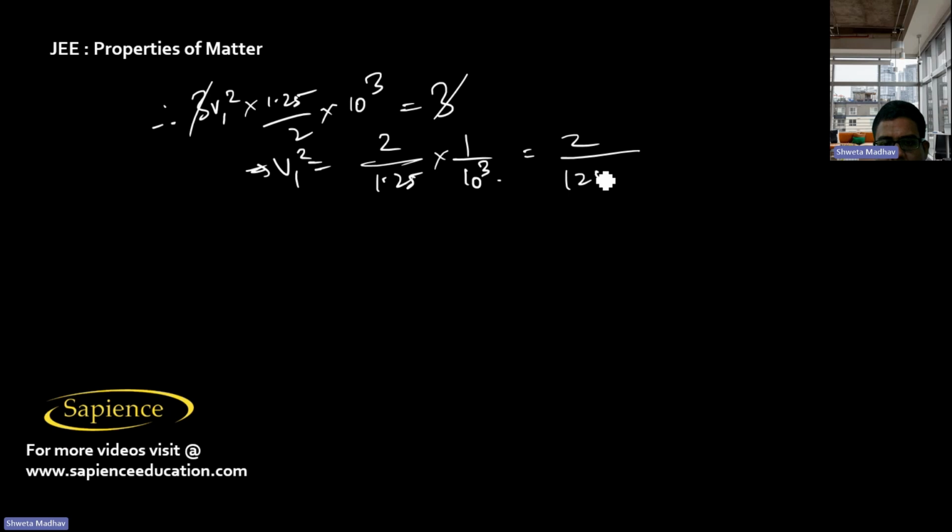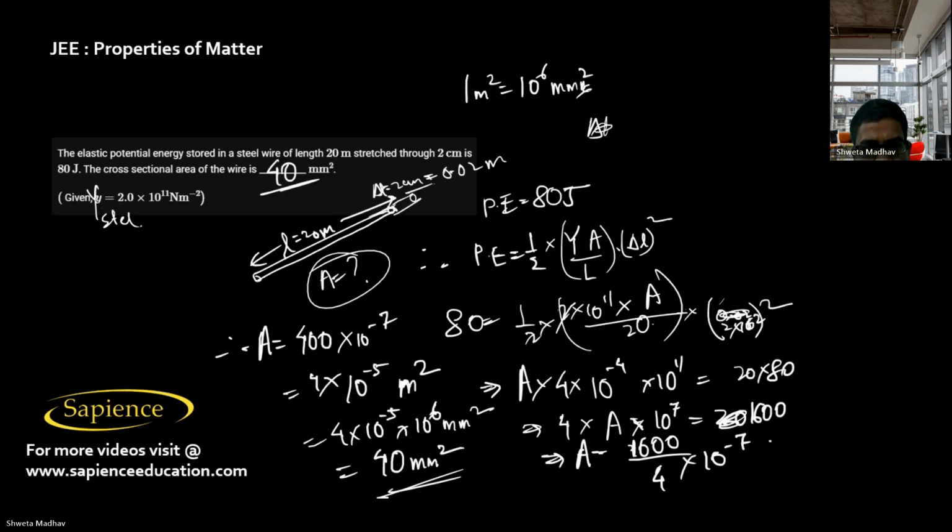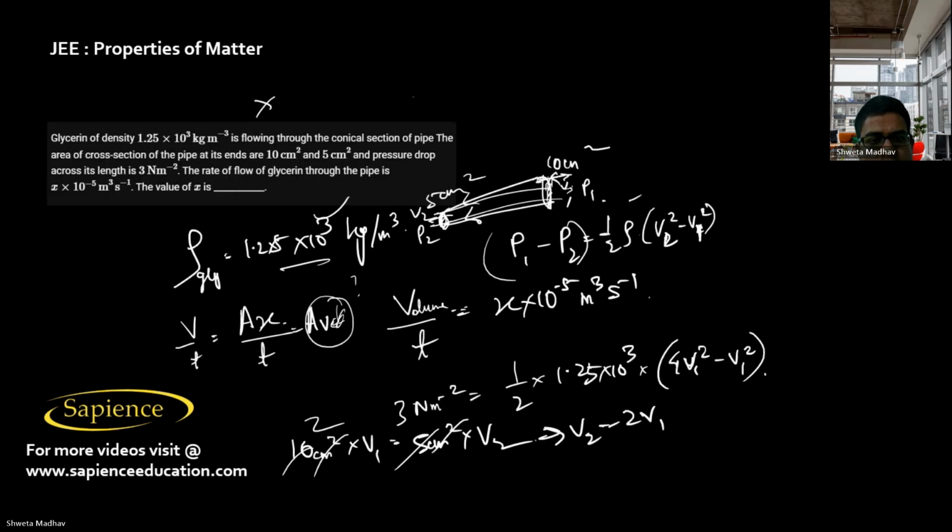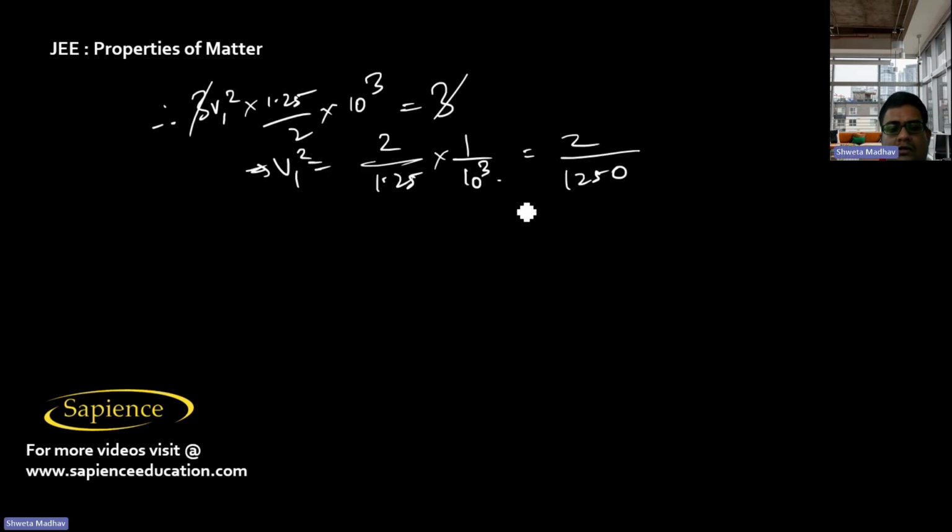2 by 1250. Rate of flow of the glycerin. So V1 will be equal to 1 by 25 meter per second.